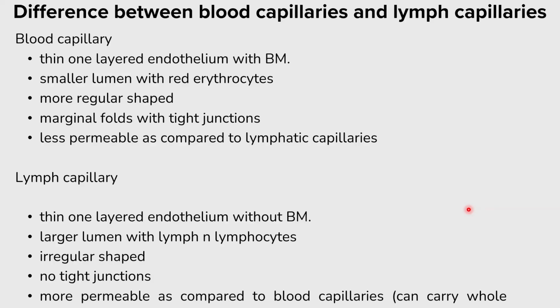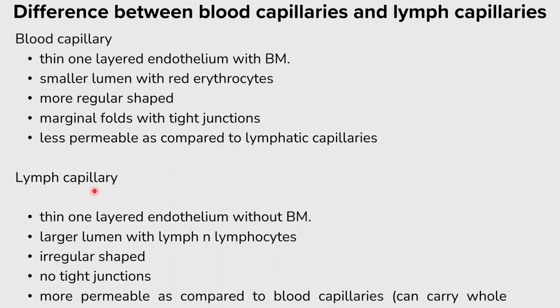Now, difference between blood capillaries and lymph capillaries. Blood capillaries are thin one-layered endothelium with a basement membrane. They have a smaller lumen and they have red blood cells. They're more regular shaped, meaning it's a perfect circle or an oval. They have marginal folds with tight junctions. They're less permeable as compared to lymphatic capillaries.